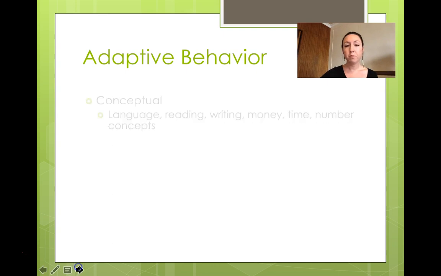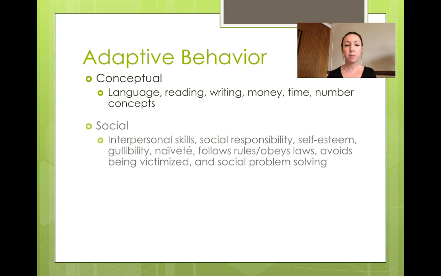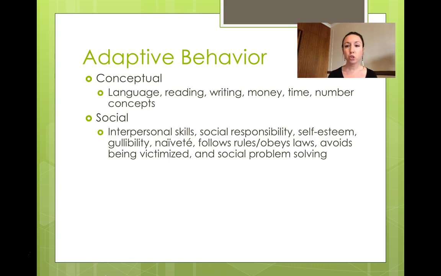So what is adaptive behavior? The first area is conceptual, and these are all the different things that pertain to the conceptual domain. So things like language, expressive and receptive language, expressive, how you use language, and receptive, how you understand language, reading, writing, basic money concepts, knowing how to make change, how to use a clock and tell time, in addition to basic number concepts.